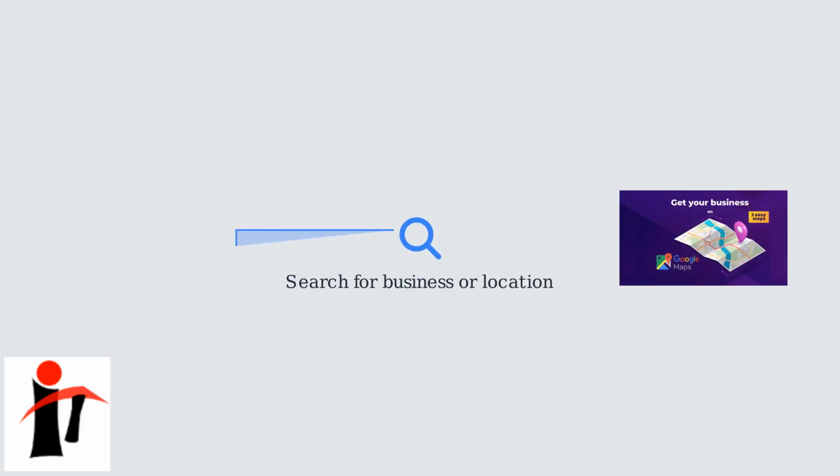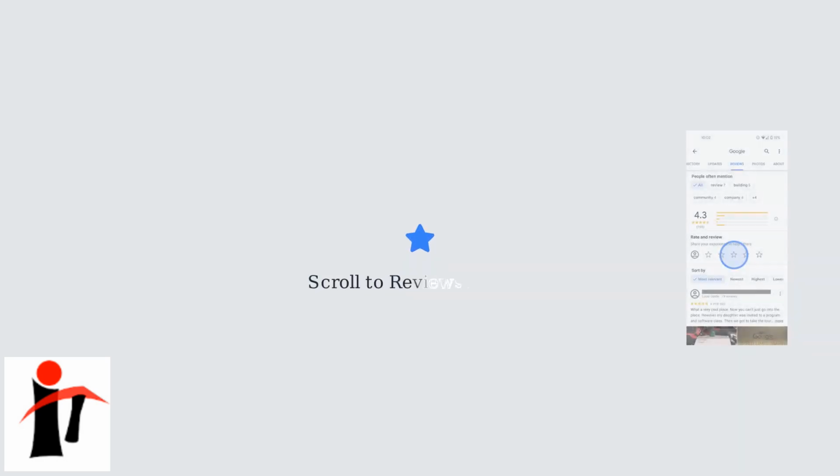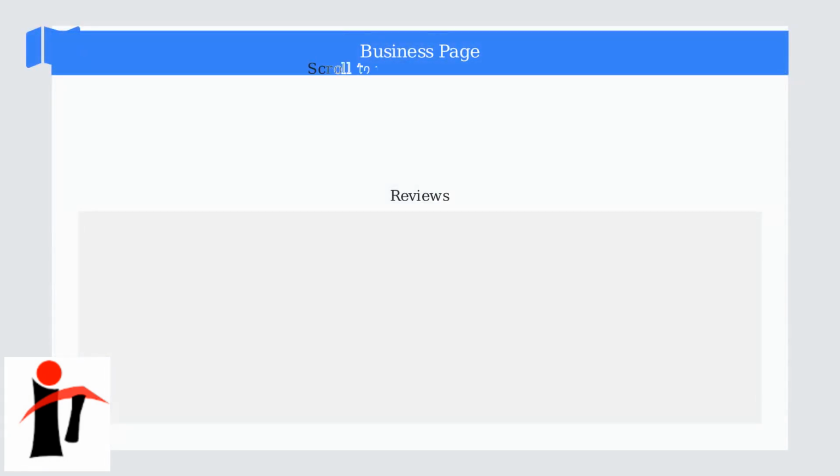Search for the specific business or location you want to review using the search bar. Tap or click on the place from the search results to open its details page. On the details page, scroll to find the reviews section where you can begin writing your review. Once on the business's page, scroll to the reviews section. Click Write a Review or Add a Photo.